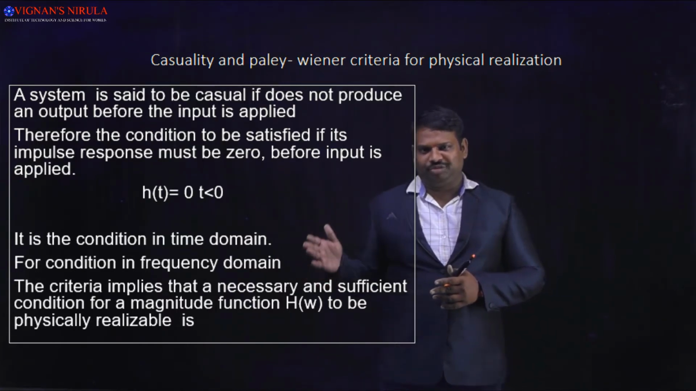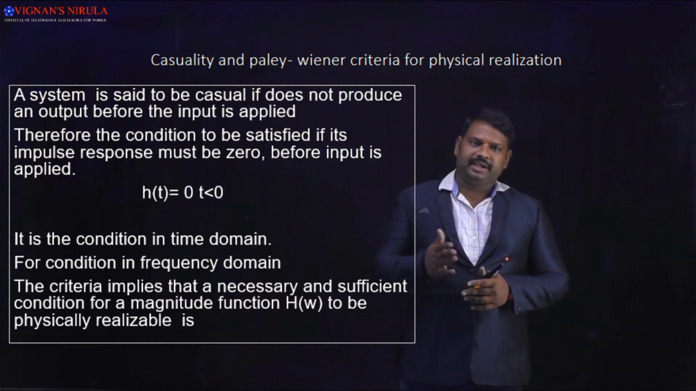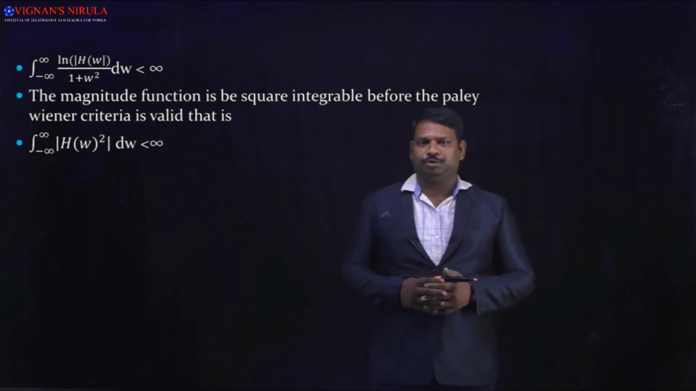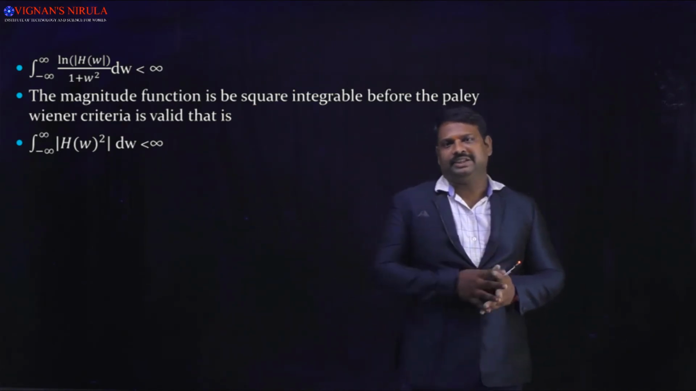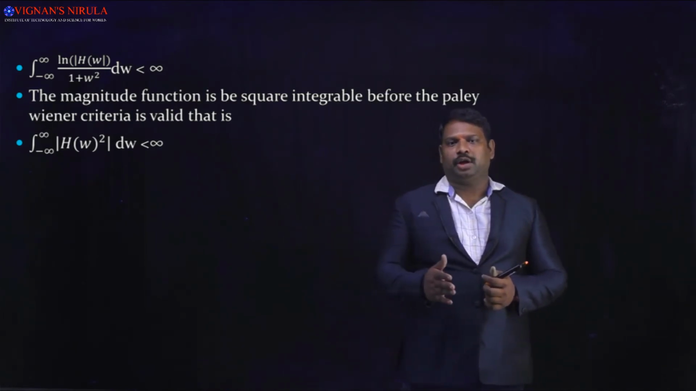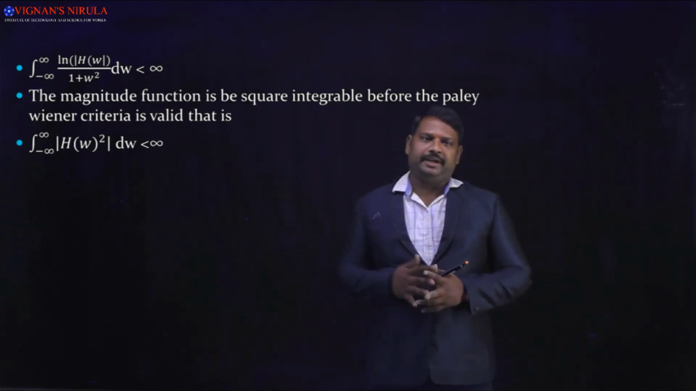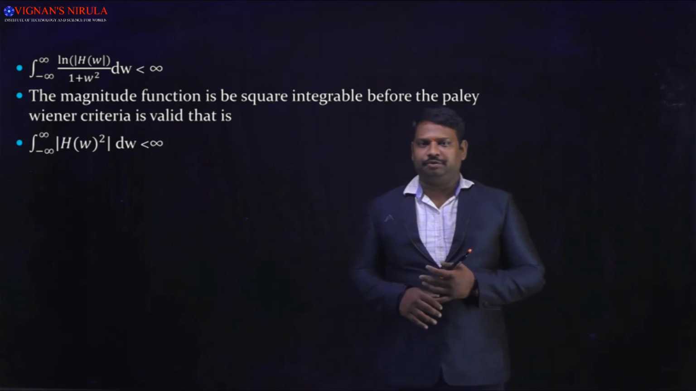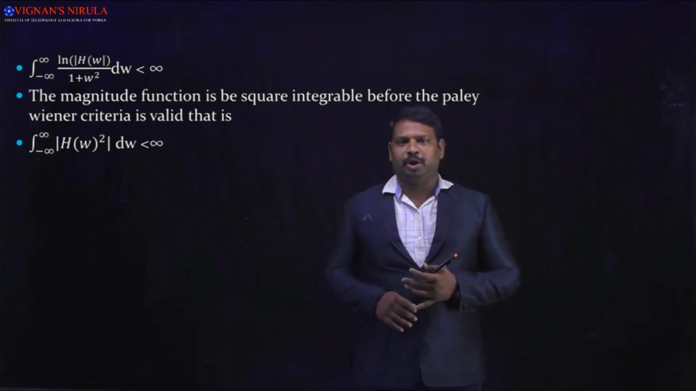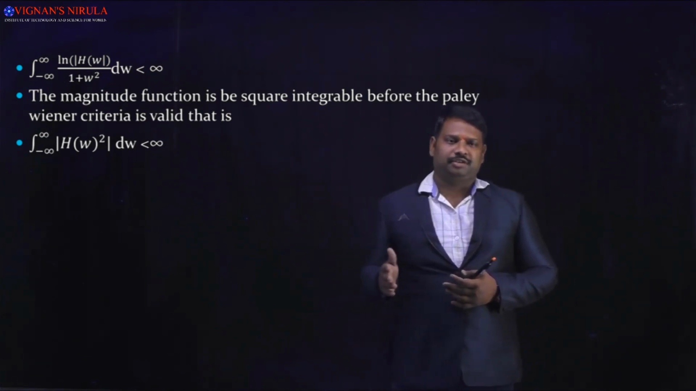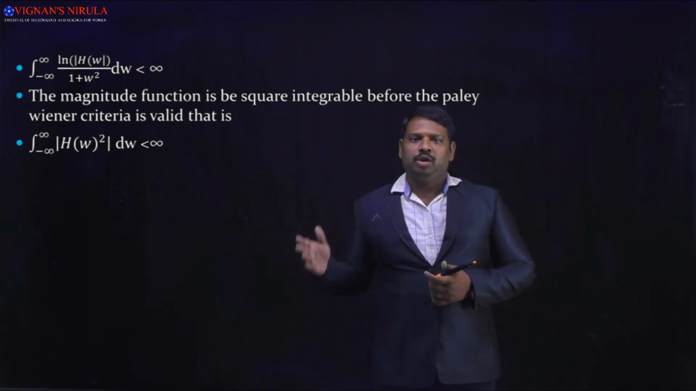For the condition in the frequency domain, the necessary and sufficient condition, the Paley-Wiener criterion, is given as the integral from minus infinity to infinity of ln of |H(omega)| by 1 plus omega square d omega less than infinity. Therefore, the magnitude function is said to be square integrable before the Paley-Wiener criterion is valid. To implement that criterion, first we need to check the condition: the integral from minus infinity to infinity of |H(omega)| whole square d omega less than infinity. This is the condition for checking the Paley-Wiener criterion for the physical realizability of the system in the frequency domain.